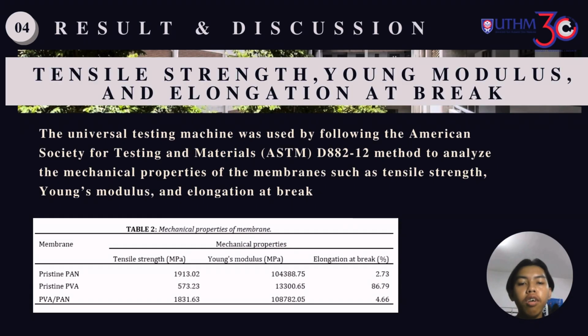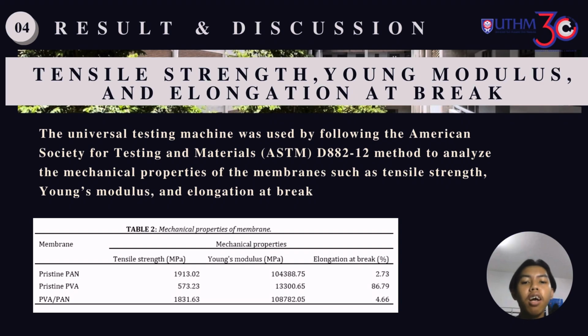The Newster testing machine was used, following the ASTM D882 method, to analyze the mechanical properties of the membranes, such as tensile strength, Young's modulus, and elongation at break. As we can see in the table, the pristine PAN has a high tensile strength, 1913.02 megapascal. It also has a high Young's modulus, but a lower elongation at break at 2.73%. For the pristine PVA, it has a lower tensile strength and a lower Young's modulus, while for the elongation at break, it has the highest at 86.79.